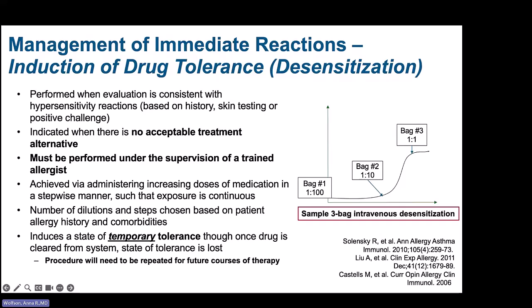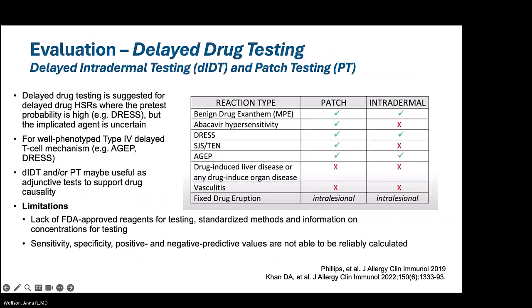And so this is an example of a 3-bag IV desensitization. Bag 1 would be, for example, a 1 to 100 dilution. Then we would do a 1 to 10 dilution, and then we would do a 1 to 1 dilution, increasing the dose and the rate, and ultimately giving the patient the same dose that they would have gotten had they not been allergic at all.